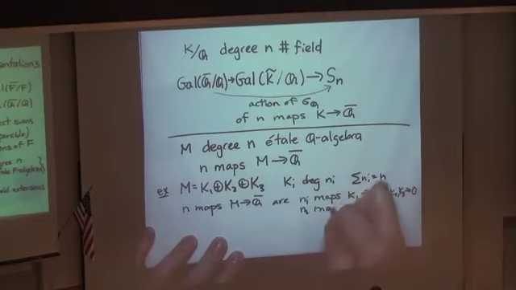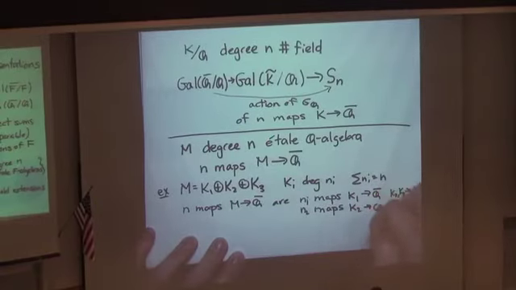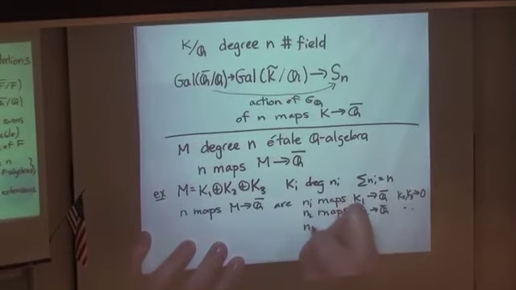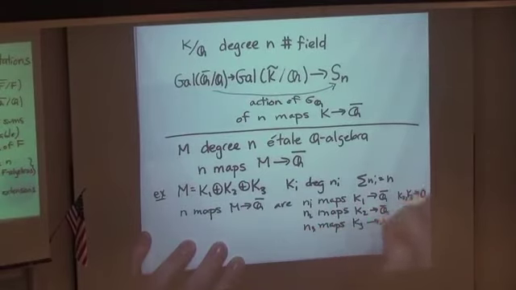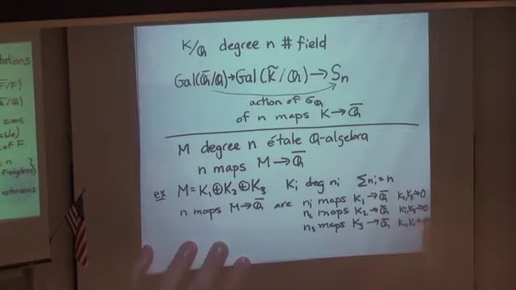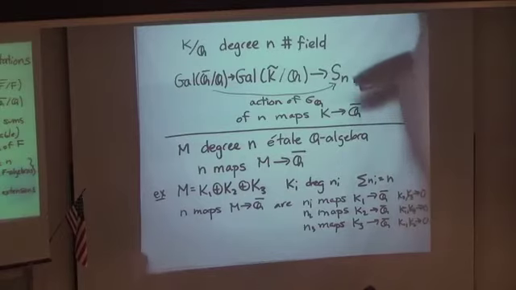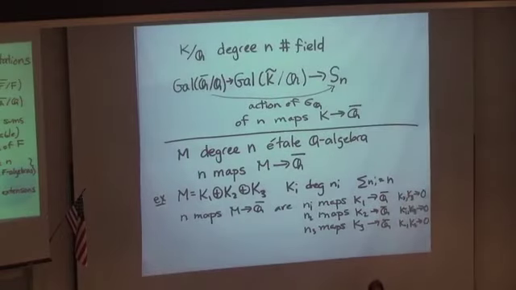Right? And then there are the maps that send K2 to Q bar, and the maps that send K3 into Q bar, right? And each of these sends the other number fields just to 0. So each map picks out a field and maps it in and squishes the other ones, sends them to 0. So now we've got all these maps. These are all maps from M into Q bar.